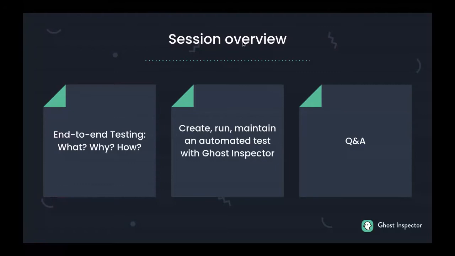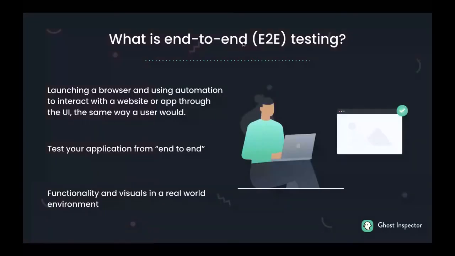So a little more detail on what end-to-end testing is. As I mentioned, you're launching a browser and you're using automation to interact with a website or app through the UI the same way a user would. So you're automating the clicks and the typing, the drag and drops, the file uploads, all those things that a user is actually doing. You're performing them through automation. And ideally, you're doing this in a browser in the cloud. So you're not there manually clicking through your browser and having to do this over and over again, or having this run on your desktop for 10 or 15 minutes and take up your time.